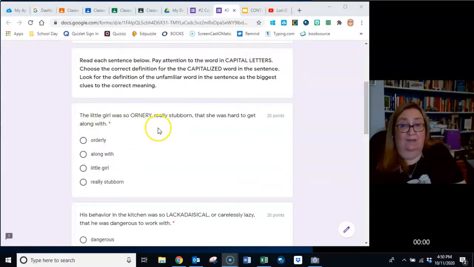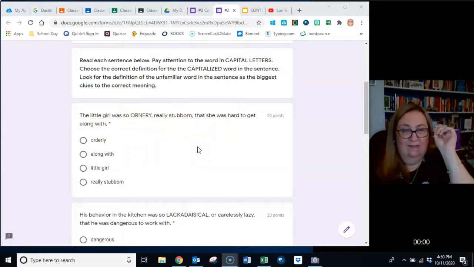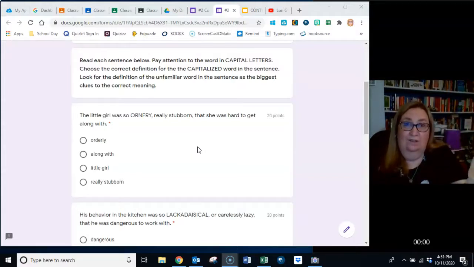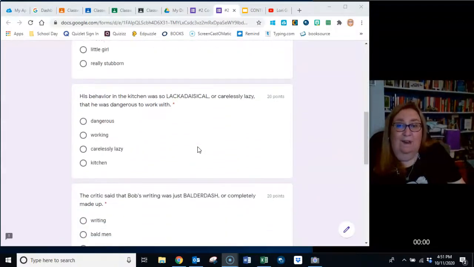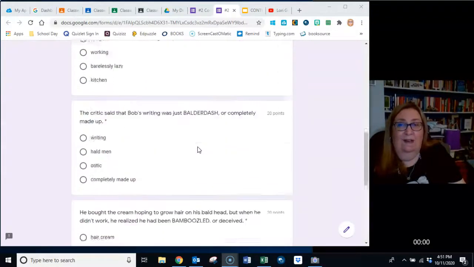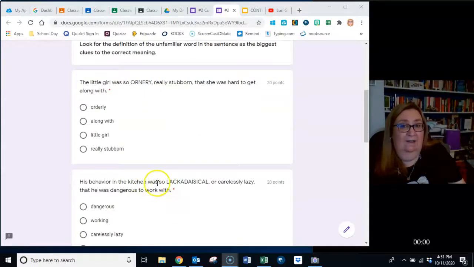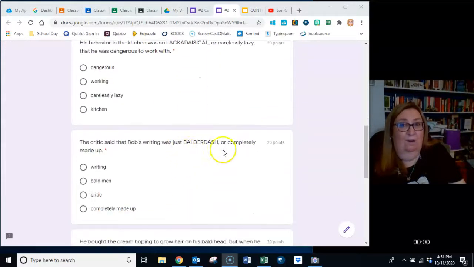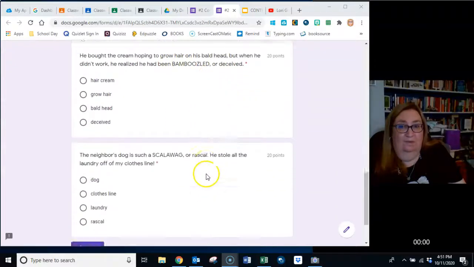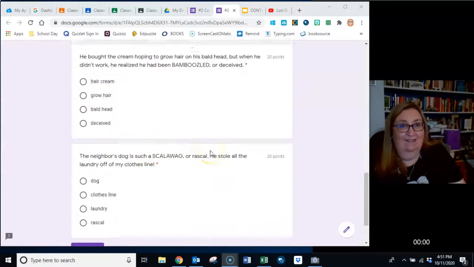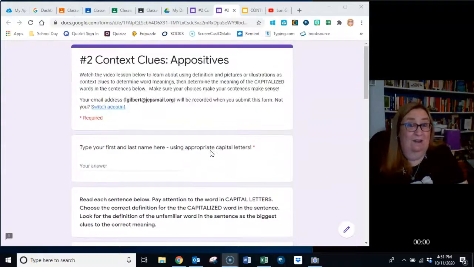We're going to look at this one as an example. The little girl was so ornery, really stubborn, that she was hard to get along with. I will tell you this. If you will read the sentence out loud and pay attention to punctuation, it's almost like it's handing you the answer. Okay? You have 5, I believe, 5 sentences here with some words that we may not know. Ornery, lackadaisical, balderdash, bamboozled, and scallywag. I just tried to pick some fun words, and I think we should start using them more and more.